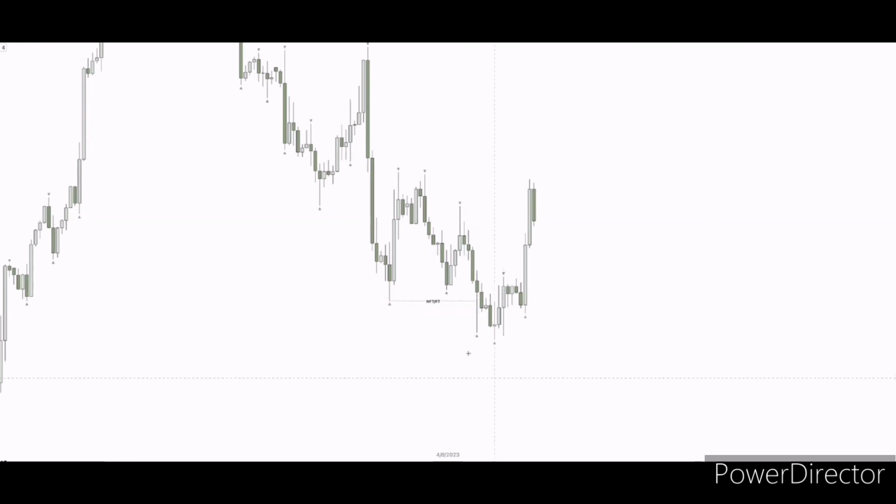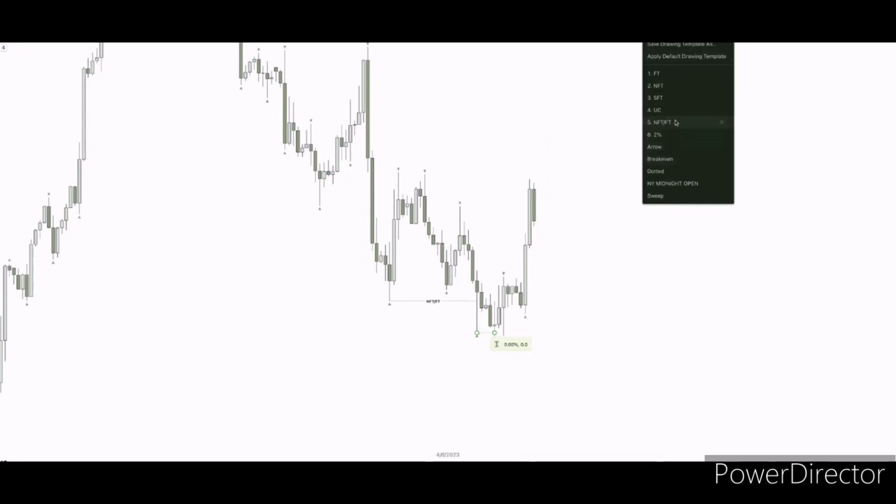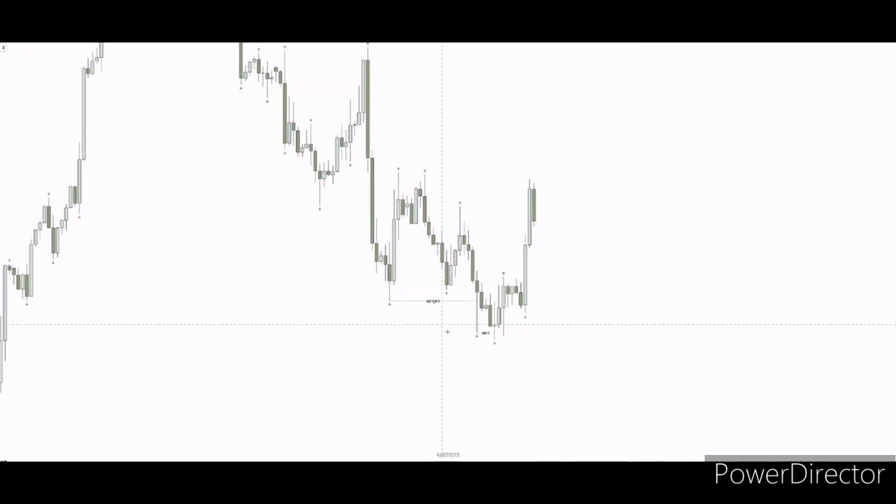And then what you will notice now is we've printed a 4-hour fractal, a new 4-hour liquidity pool, and then we interacted with that, and then we got a no follow through. So with the no follow through bias, what I was looking for then was to take trades up towards premium of this leg right here.